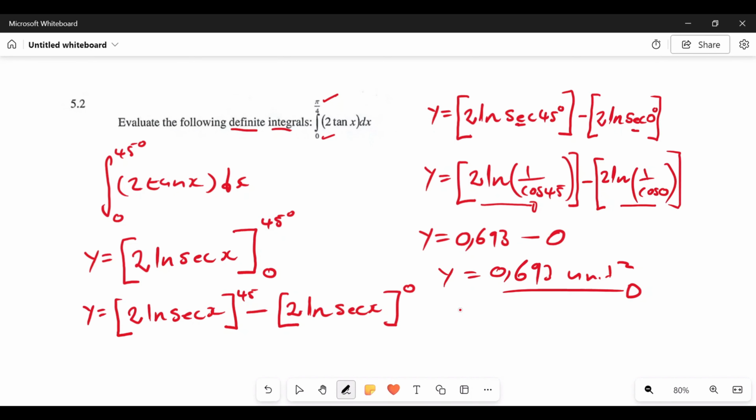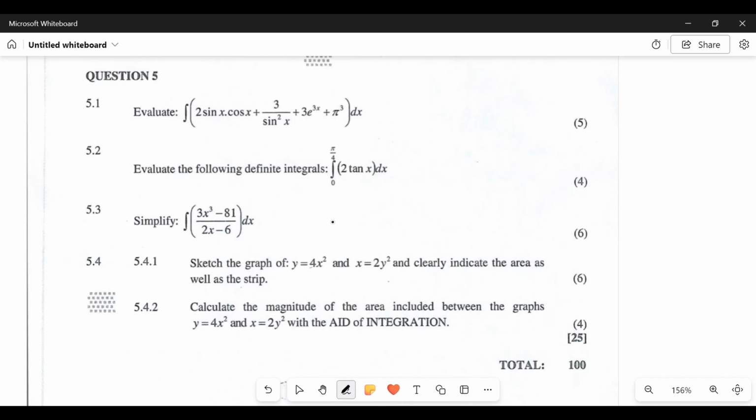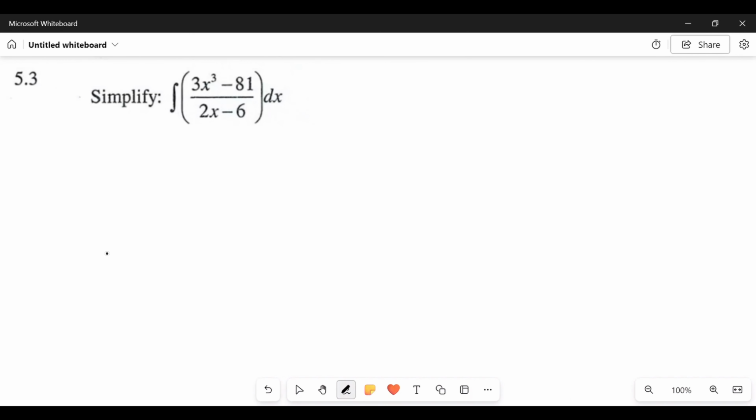All right, guys, let's go and do 5.3. Right, guys, now that we're done with 5.2, let's look at 5.3. Now, 5.3, here's our 5.3 here. We'll copy this question, paste it where there is space, and let's solve it. All right, guys, let's look at 5.3.